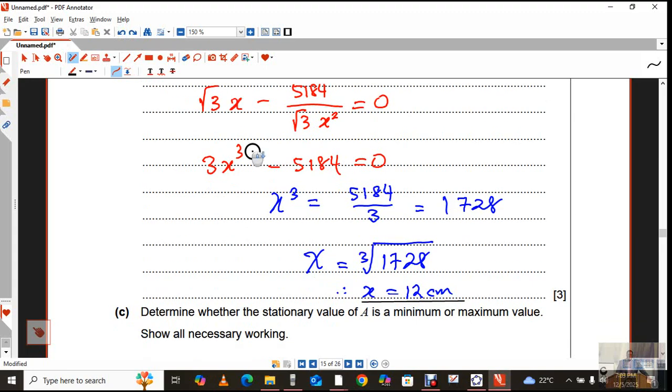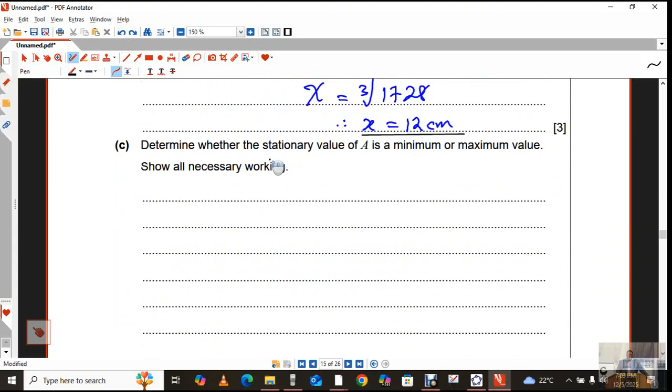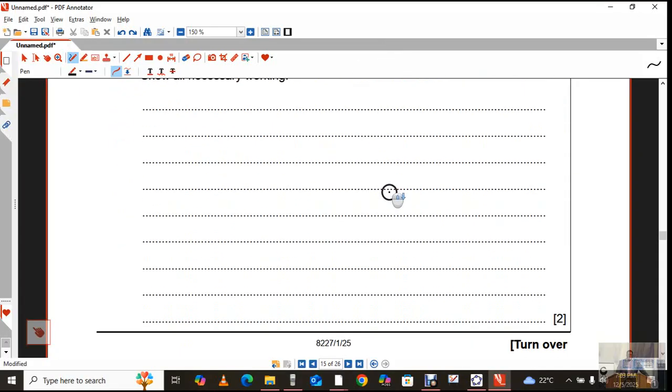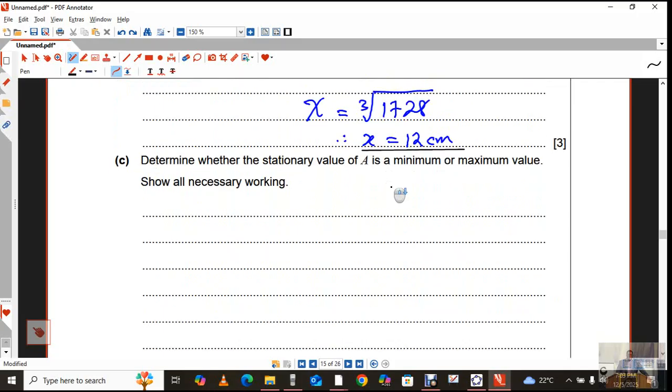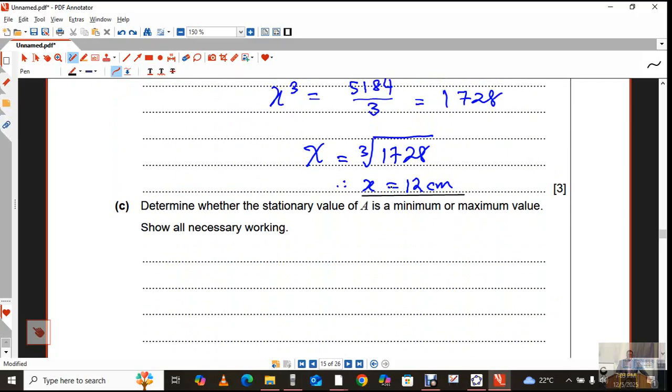They say determine whether the stationary value of A is a minimum or maximum value. Second derivative, or you can use another method. You know, there are many ways. I will do the second derivative, show you working. It's 2 marks. Now, what do we know?